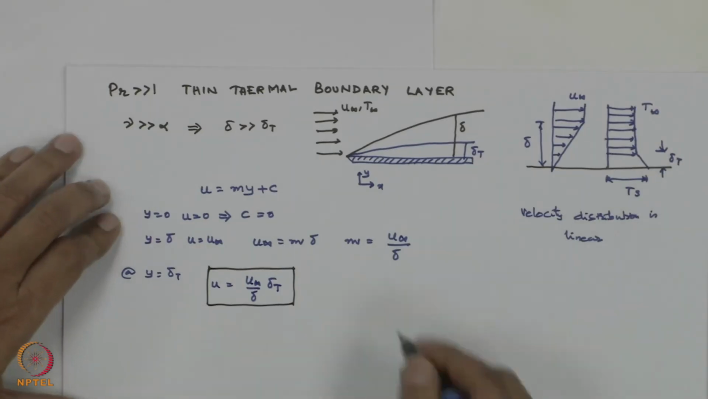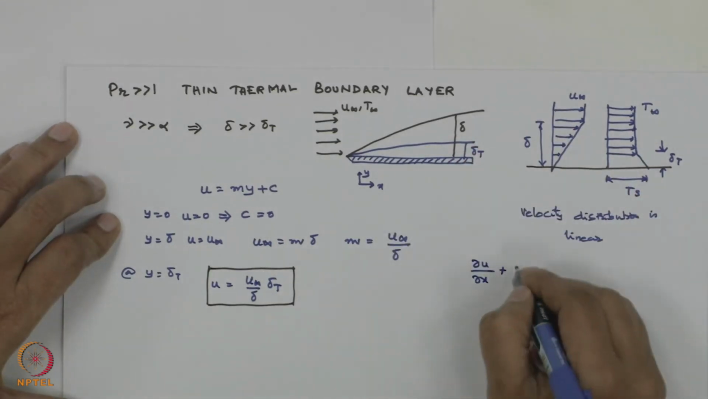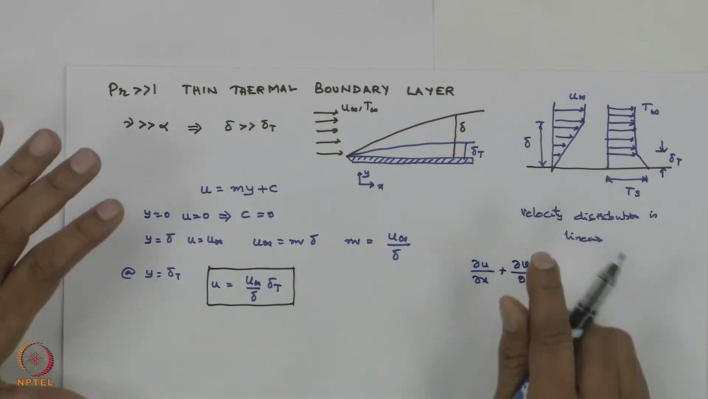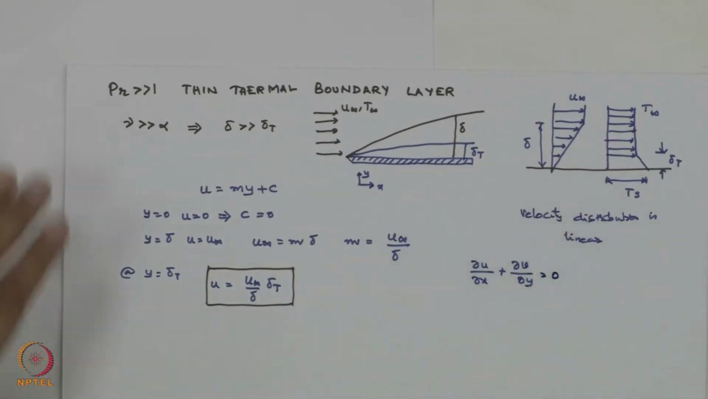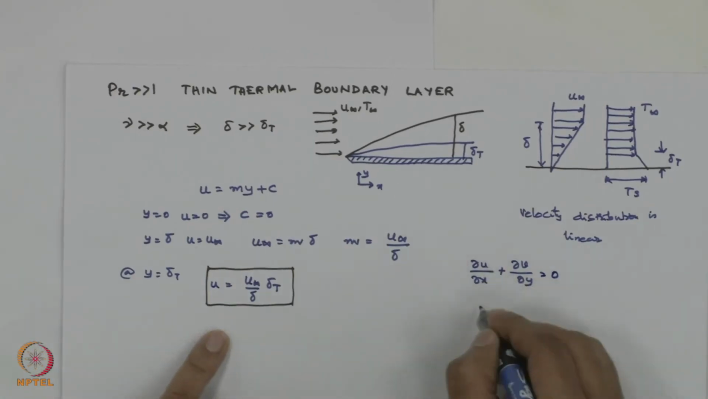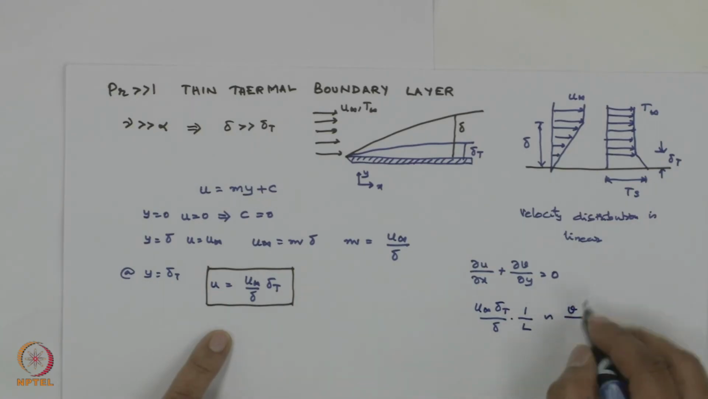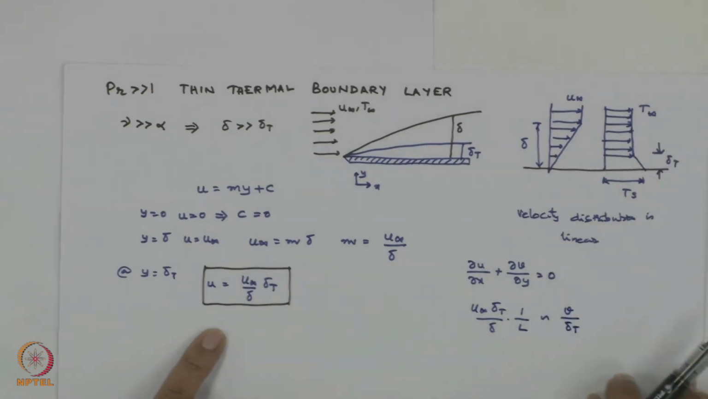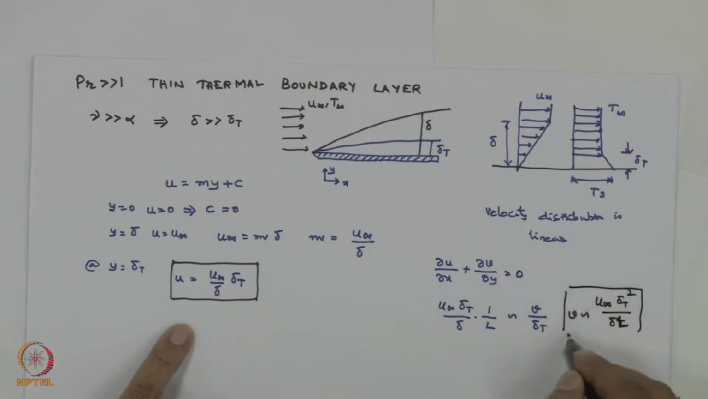Okay. So now if you take the continuity equation, del u by del x plus del v by del y equal to 0. So you have the scale of u as u infinity delta t by delta, into 1 upon x, which is L, and v is what I am looking for, and y is delta t. So v scales down to u infinity delta t squared upon delta L. Let's keep it like that.